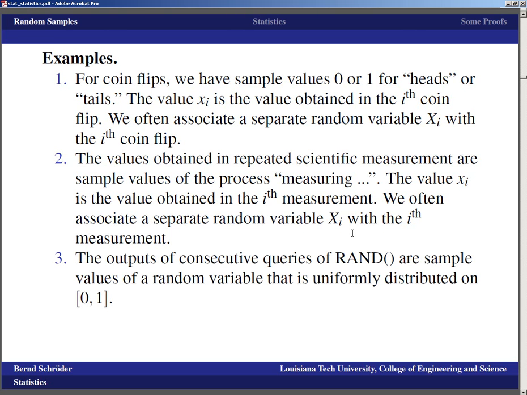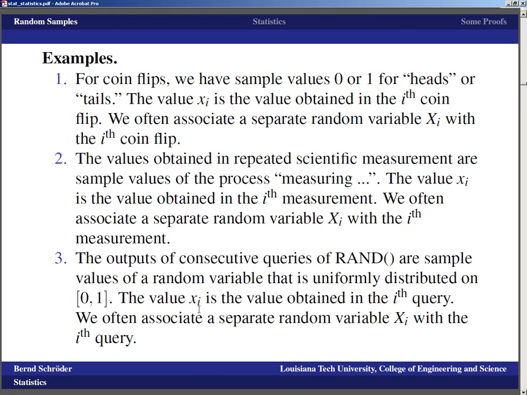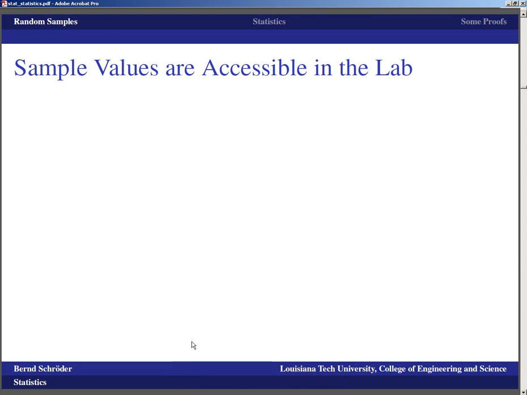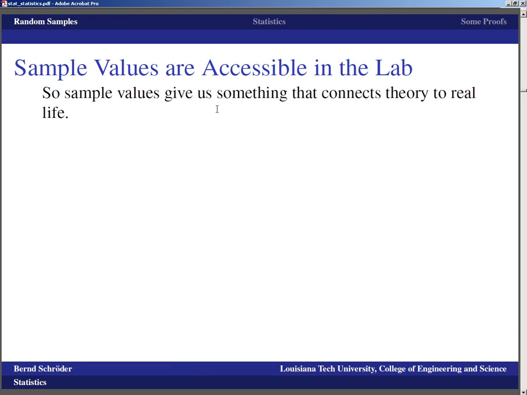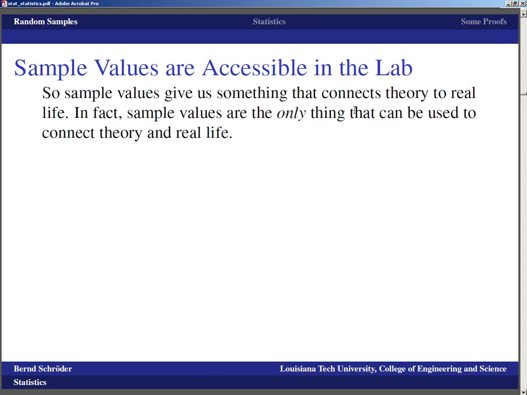When you're looking at another example that we've seen, consecutive queries of the random variable rand, those are sample values of a random variable that is uniformly distributed on the interval 0, 1. The value x_i is obtained in the ith query, and we often associate a separate random variable, capital X sub i, with the ith query. Okay, so sample values are the things that are accessible in the lab. So sample values give us something that connects theory to real life.